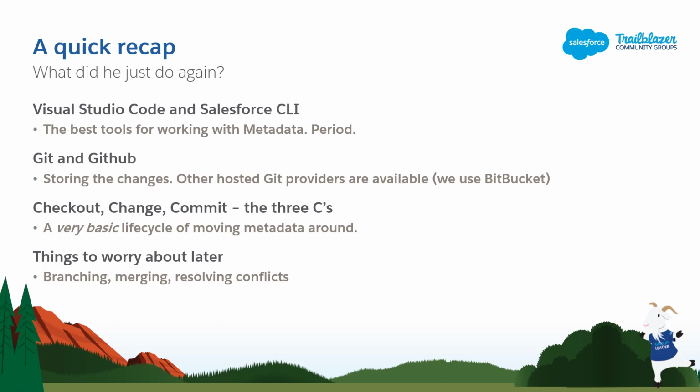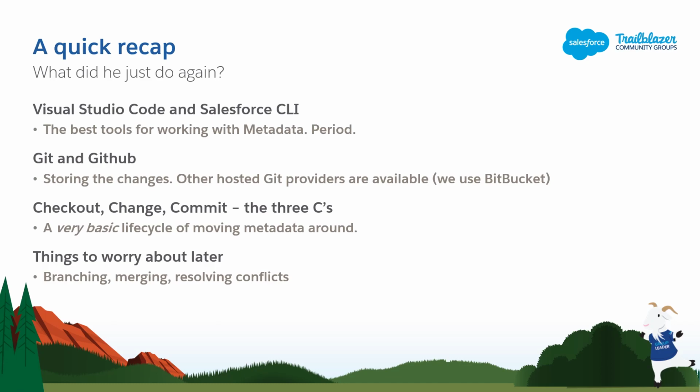We've seen Git and GitHub, a means of storing the changes and having those captured and safeguarded locally, and then that local copy replicated up to GitHub. We've seen the process of how we move change between our org and Git via Visual Studio Code. So we check the code out of our org, we make the changes, and then we commit it back up into GitHub. Now there is much more complexity to Git beneath the surface.